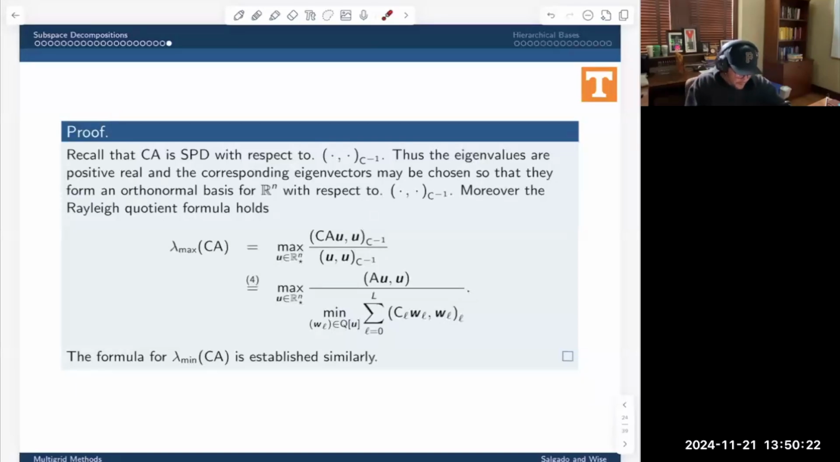Okay, so recall that a product of two symmetric positive definite matrices, as we have here, is symmetric with respect to either this inner product or the A inner product. No period required. It doesn't matter which one you use, it's true for both. So the eigenvalues are positive and the corresponding eigenvectors can be chosen to form an orthonormal basis for Rn with respect to this inner product.